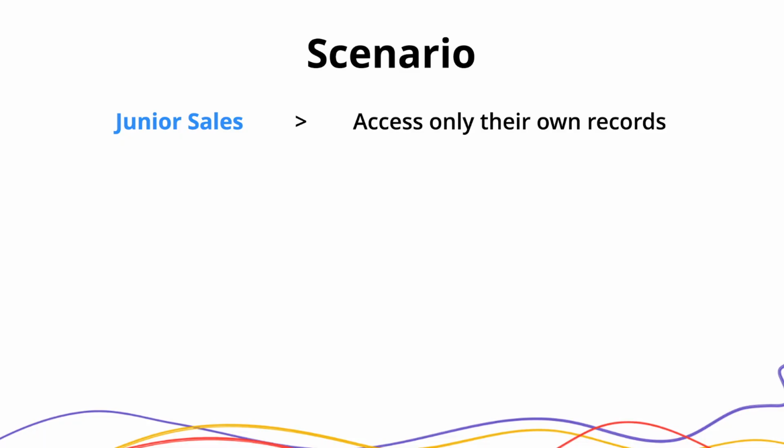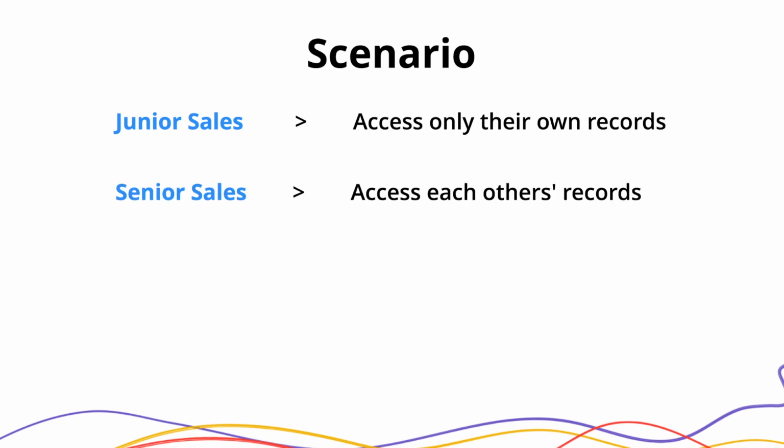He has the junior salesmen, and he wants to allow them to access only the records that they need. In fact, he wants them to have access only to their own records, because he doesn't want them looking at all the other information in the CRM, and he wants them to be focused on what they're doing and not distracted by anything else in the CRM.